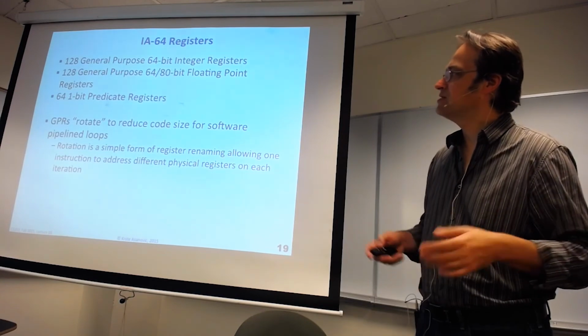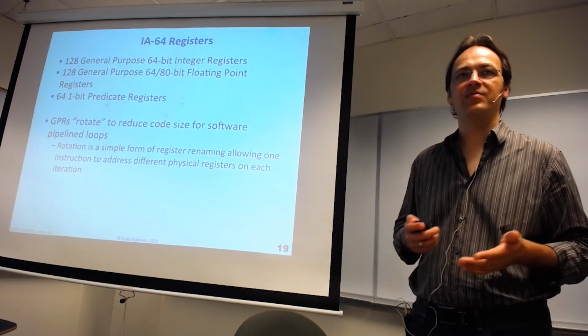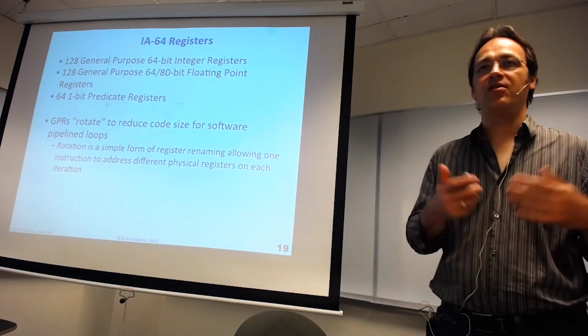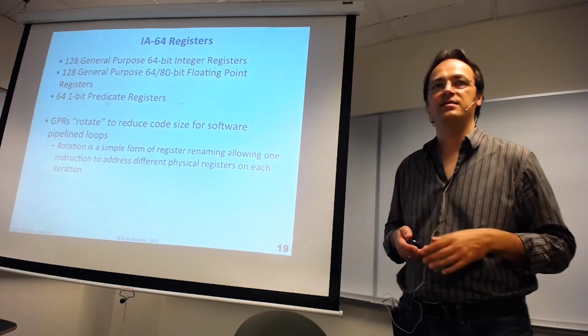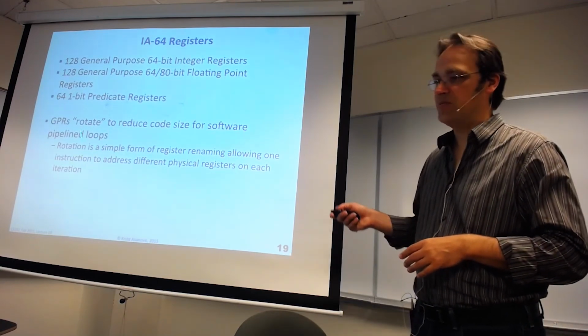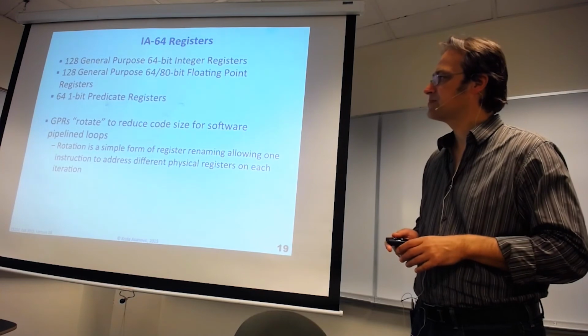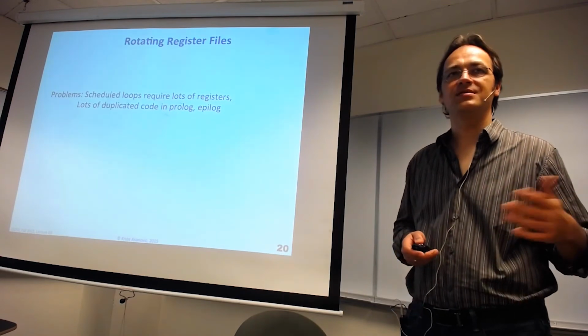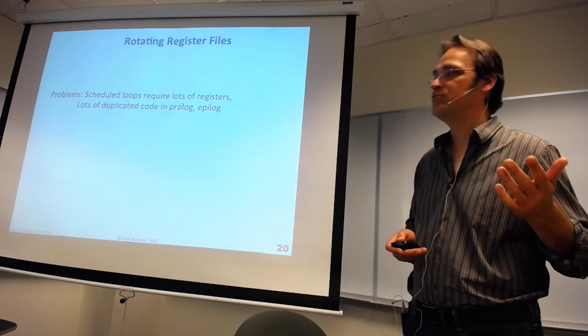I'll skip through. It had a lot of registers. One thing is when you do compiler-based loop unrolling and software pipelining, there's no register renaming. There's just a lot of architectural registers that the compiler does the renaming in effectively. And one very interesting trick that people use in these loops is called rotating register files. The problem you're trying to solve is that when you schedule those loops, they take a lot of registers and a lot of duplicated code.